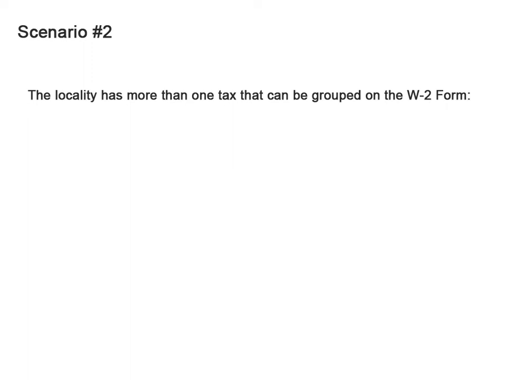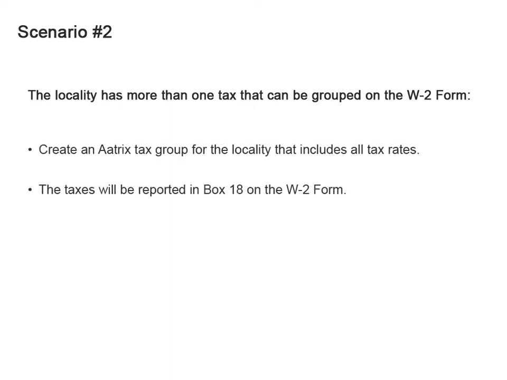So now that you have seen how it works when a locality has a single tax rate, you may be wondering about localities that have more than one tax, such as a resident and workplace rate. This is similar to a locality with a single tax in that we must create a matrix tax group. However, this time instead of just a single tax rate, we will have more than one.